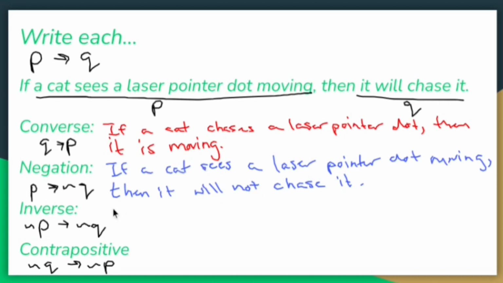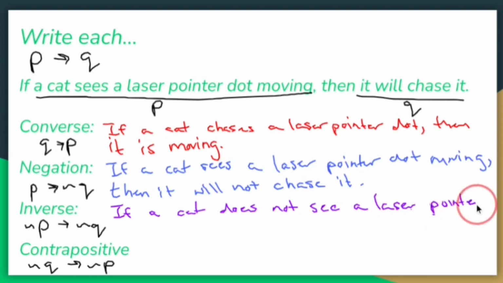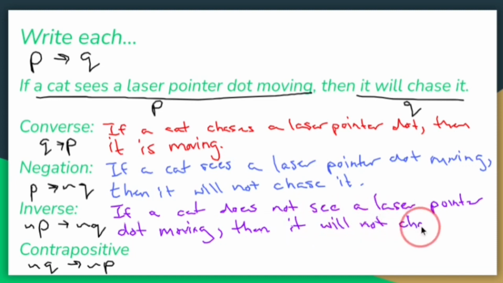All right. If a cat does not see a laser pointer dot moving, then it will not chase it. Okay?